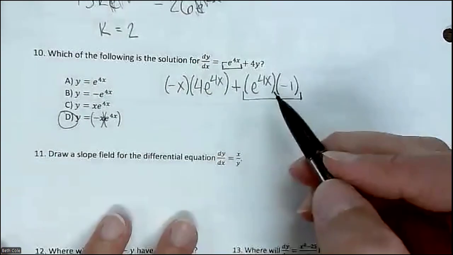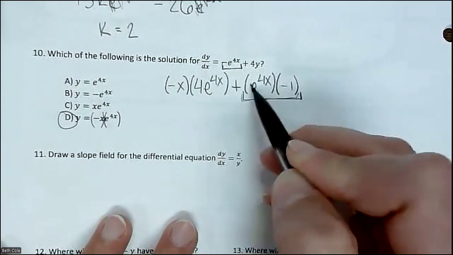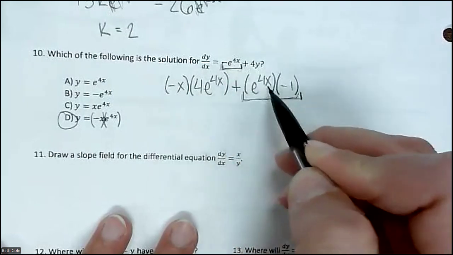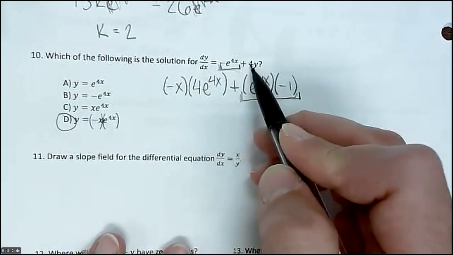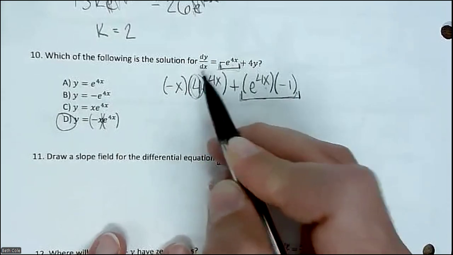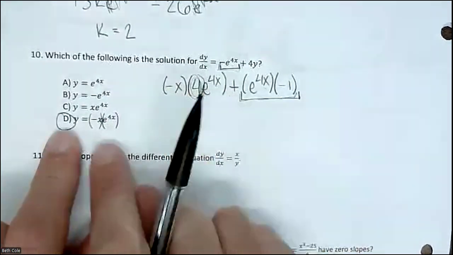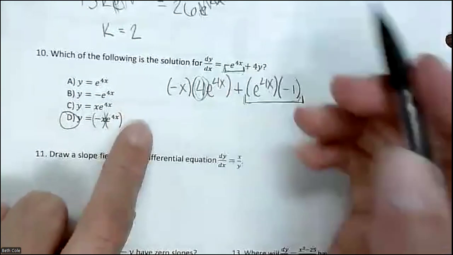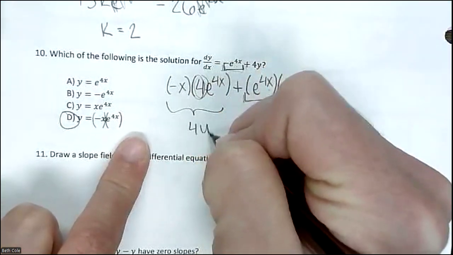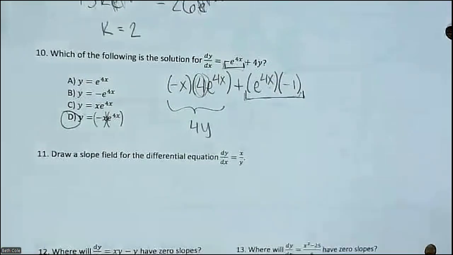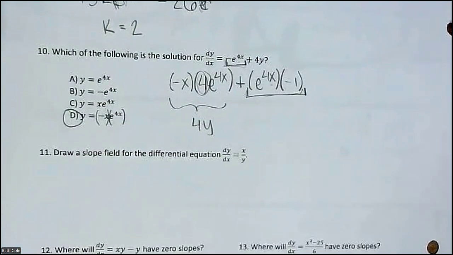Yes, I will. This right here is the negative e to the 4x. Those match. And then it's plus 4y. So here's your 4. This other stuff is what y was in the first place. So this is your 4y. So that's why it matches there. So your answer is D. But you would just test each choice until you got it to work.